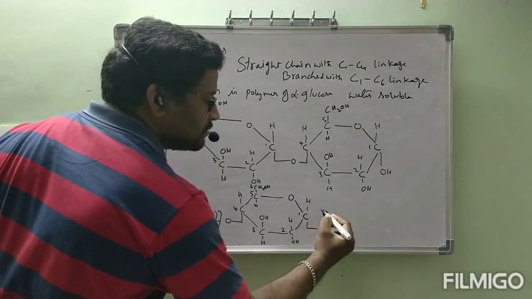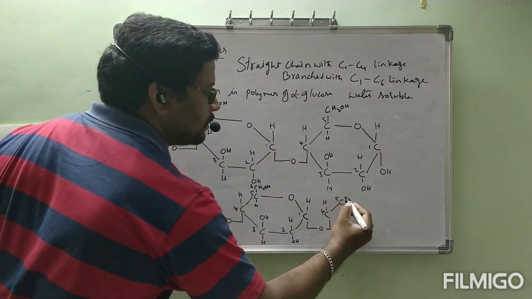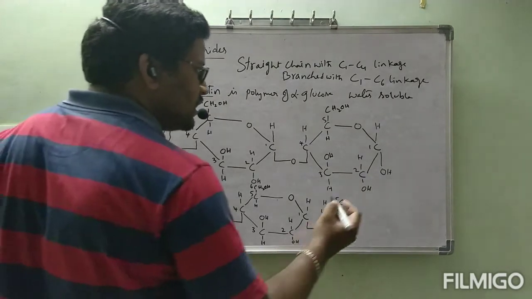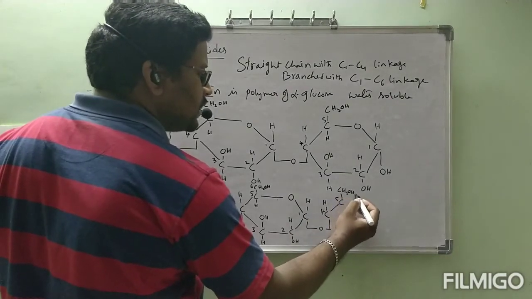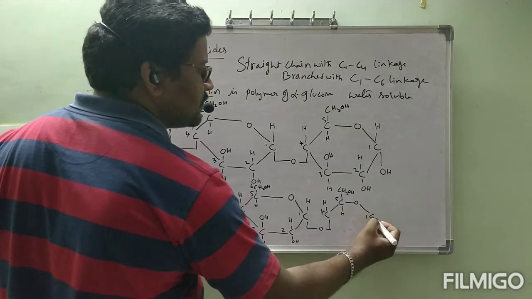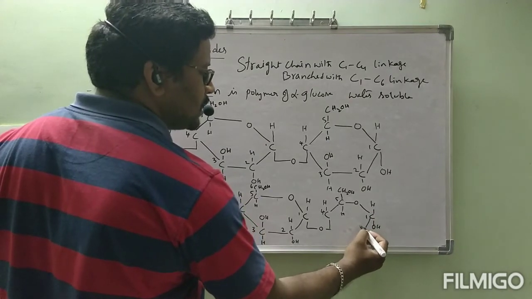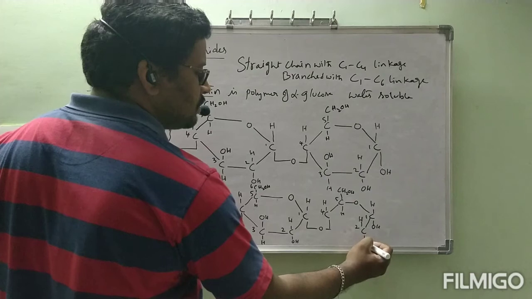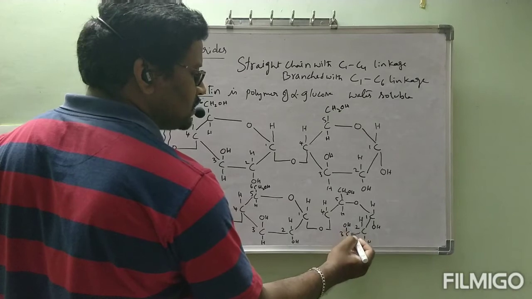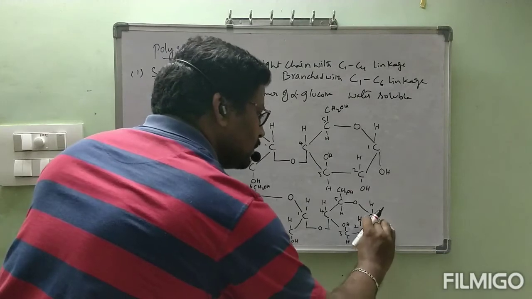Next, this carbon, the fourth carbon, contains H, C5. Okay, 1 minute. C5, CH2OH, H, O, C1, H, OH, C2, H, OH, C3, OH, H here. Okay, now again it is continuing.